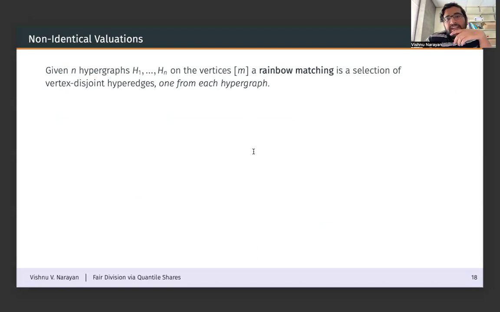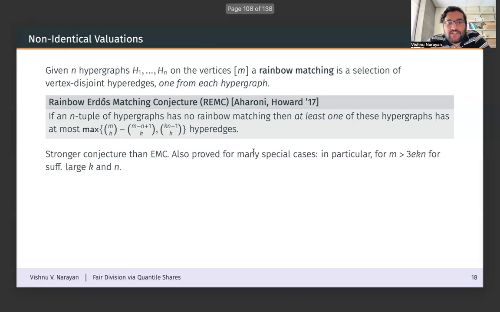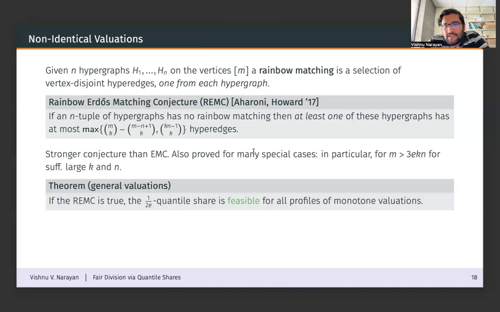So we can also do this for non-identical valuations, but we're going to need the rainbow version of the Erdős matching conjecture, where you have n different hypergraphs representing the n different valuation functions. A rainbow matching is a selection of vertex disjoint hyperedges, 1 from each hypergraph, representing the 1 bundle you're going to give to each agent. So the rainbow Erdős matching conjecture is, again, if you have no n matching, then at least one of these hypergraphs has some bounded size, the same bound on the number of hyperedges. It's a stronger conjecture than the Erdős matching conjecture, and it's also been proved for many special cases. The general theorem that we have is if the rainbow version is true, then the 1/2e quantile share is feasible for all profiles of monotone valuations. And the proof follows the same high-level lines.